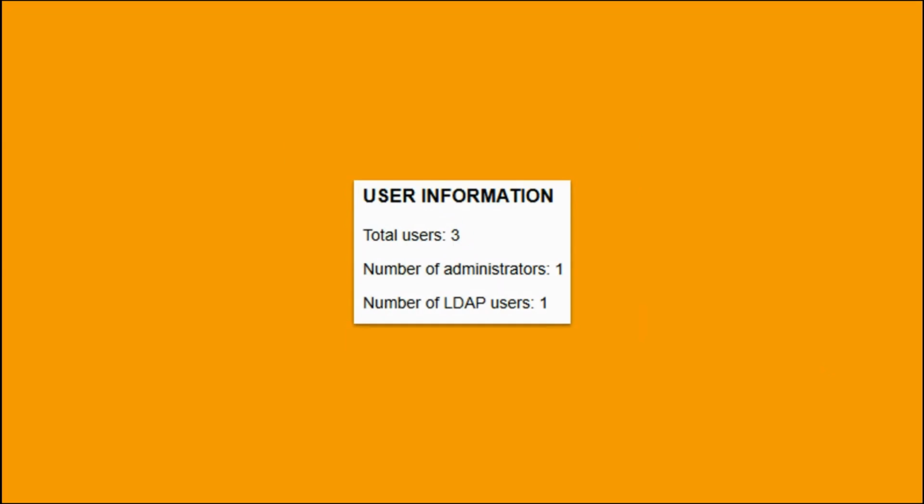It also has user information. So we can see the total number of users, how many of those users are admins, and if you have any LDAP users. So you see local, you'll see LDAP, you'll see how many people are administrators on the NeQter.